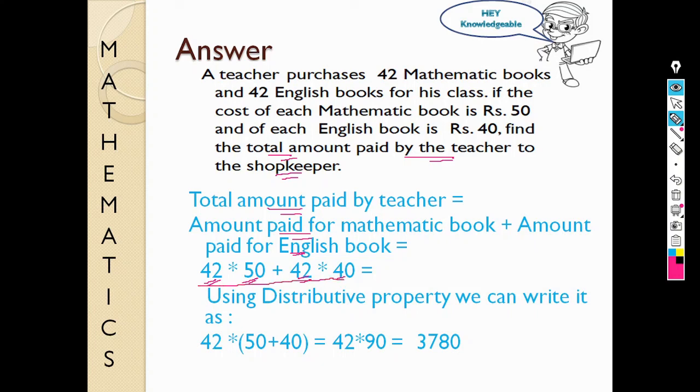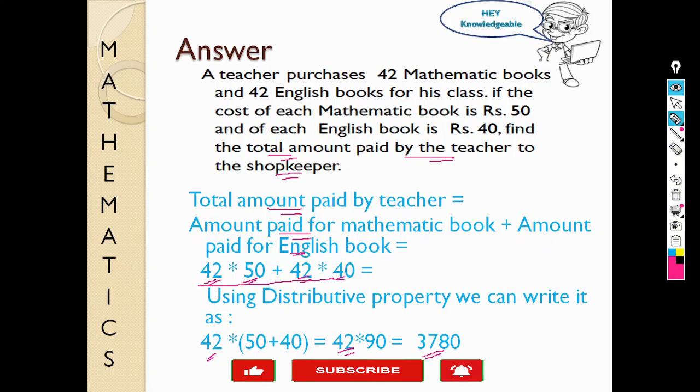Now we can solve this total expression using the distributive property. So we can write it as 42 into, in bracket, 50 plus 40. So it gives you 42 into 90, and that is 3780.